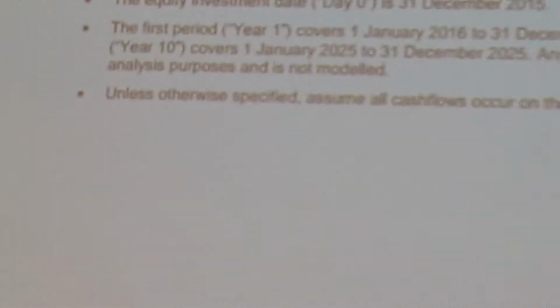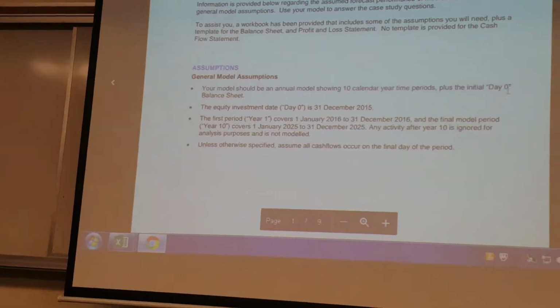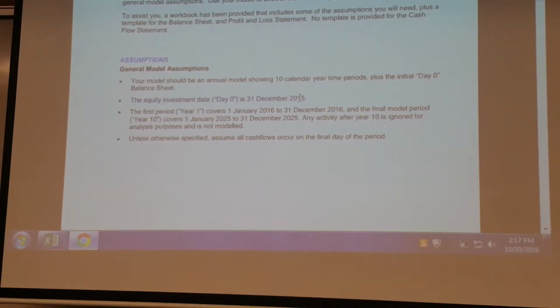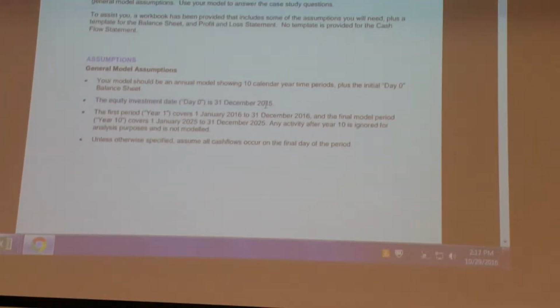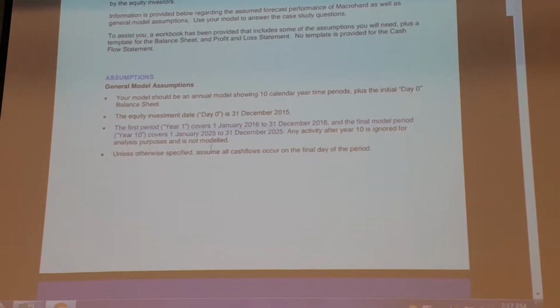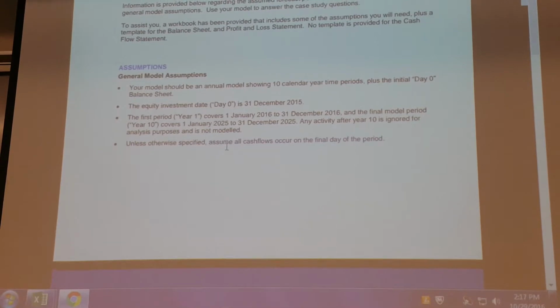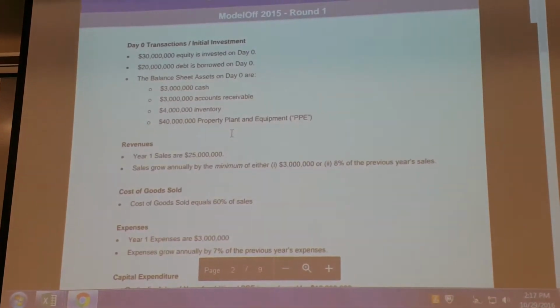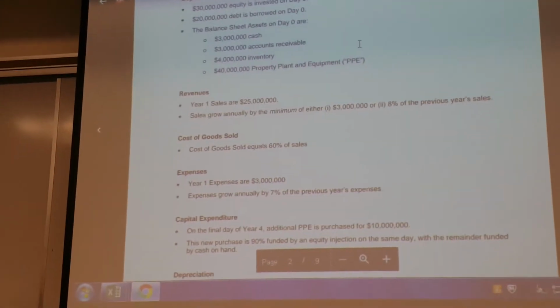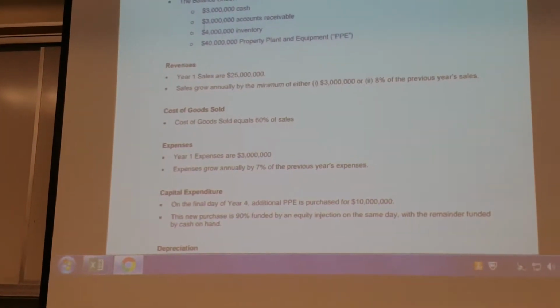So it tells you it's going to be an annual model, 10 calendar years, plus the starting balance sheet. You're looking at buying into the company, so it gives you the equity investment date when you think about valuation. What's year one, just all the basic setup stuff. Assume all cash flows occur on the final day of the period. And then it gives you all the setup. Again, this is all in the spreadsheet, so we'll skip over there in just a minute.